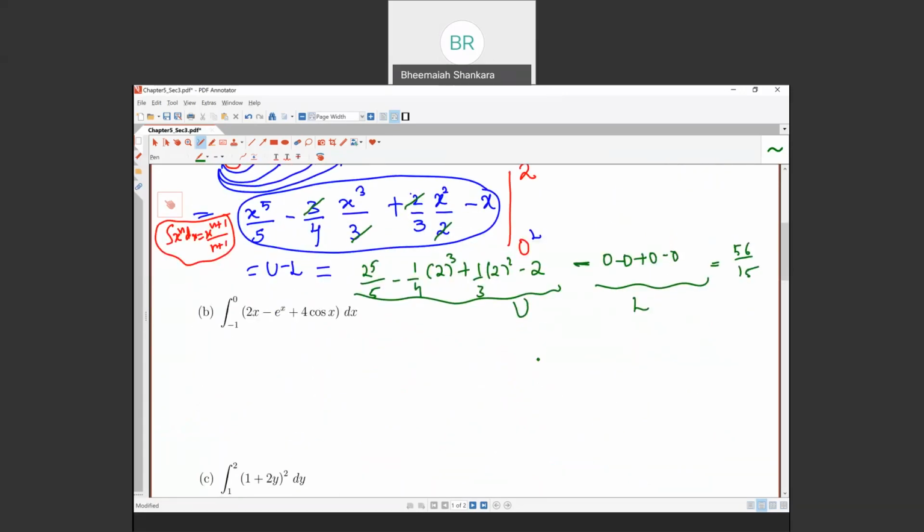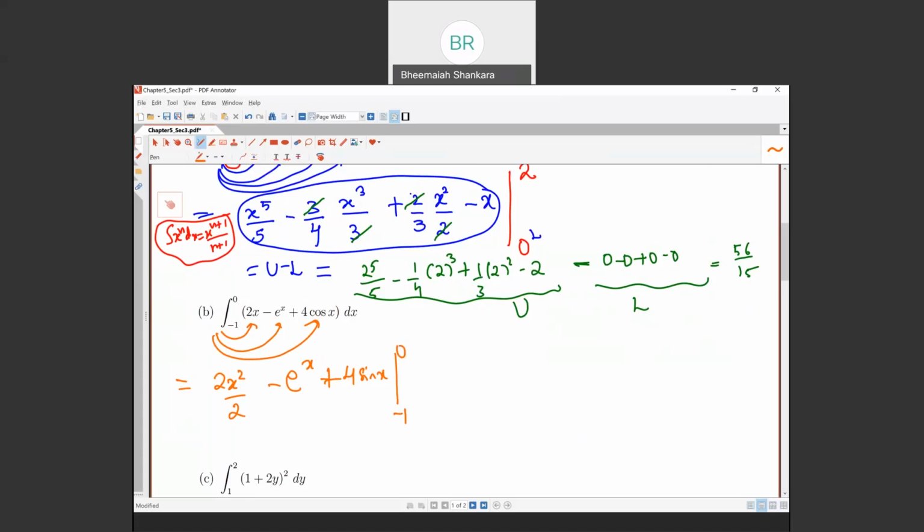Let's do one more example. Distribute this integral for each of these functions and start integrating. So it is 2x squared divided by 2. Integration of the exponential function is the same, e to the x. Integration of 4 cosine x: the integral of cosine is sine, so I'm going to write this as 4 sine x. Evaluate this from negative 1 to 0.